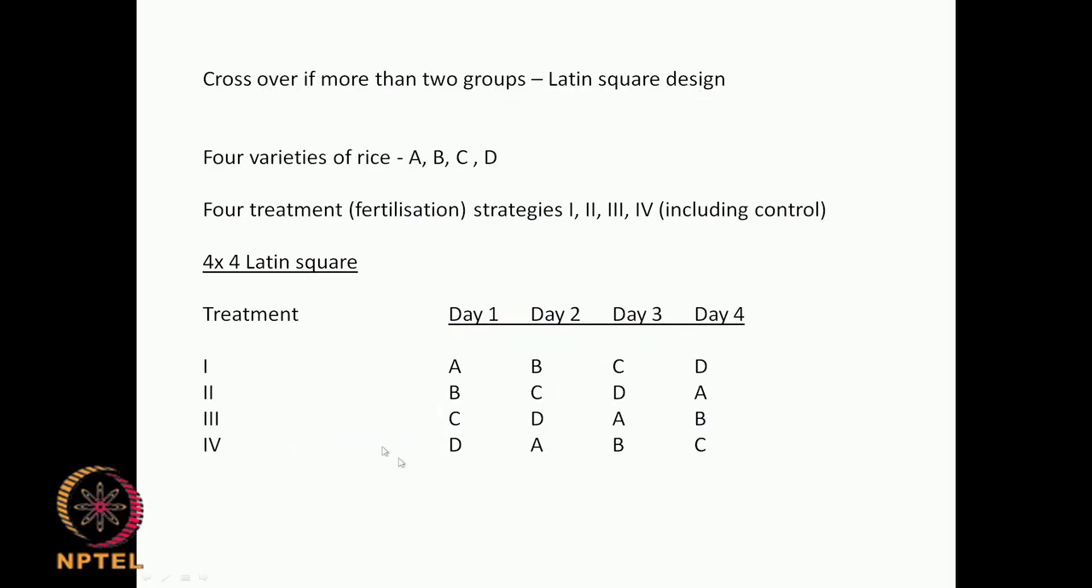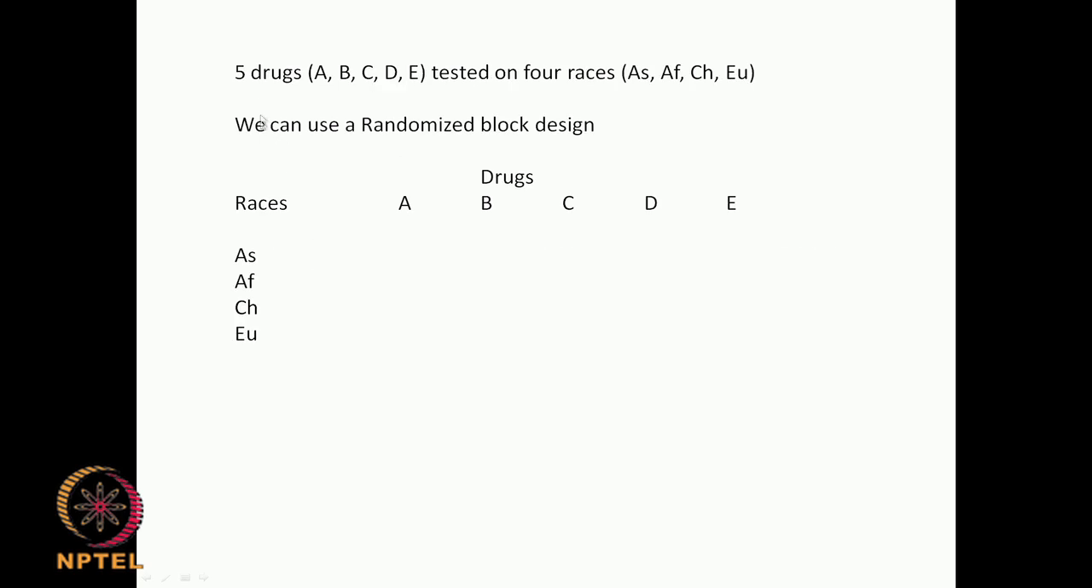Okay. So, this is called the crossover symmetric Latin square design 4 by 4. Now, I am testing 5 drugs on 4 races. That means I may be testing on Asians, Africans, Chinese, Eurasians or Europeans, and I have 5 drugs. It need not be 5 drugs. A could be control, B could be placebo, C could be existing drug, D and E could be new chemical entities. Okay. So, I am testing that.